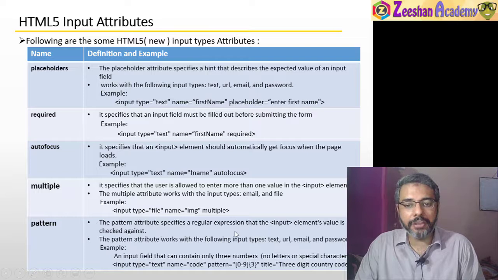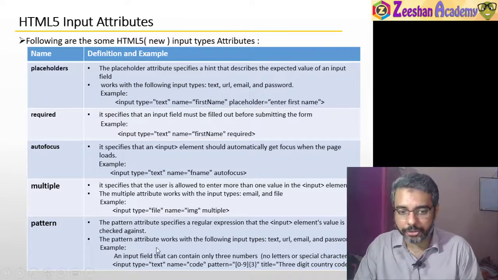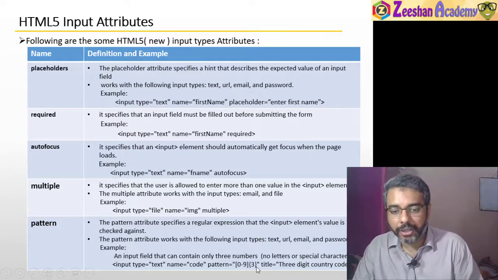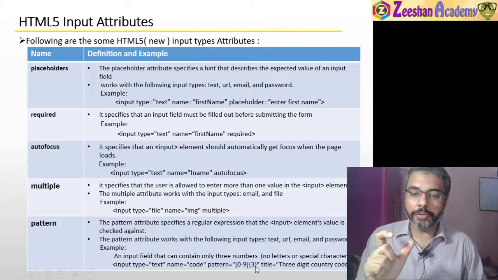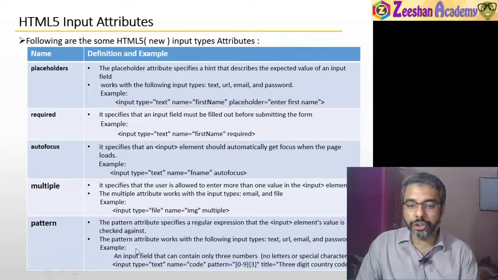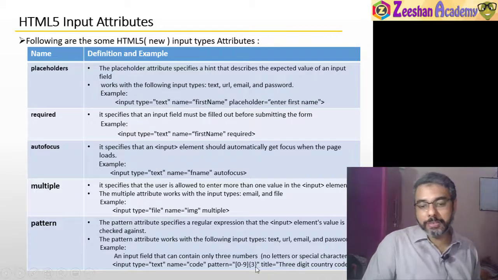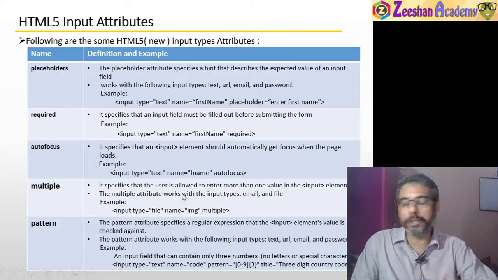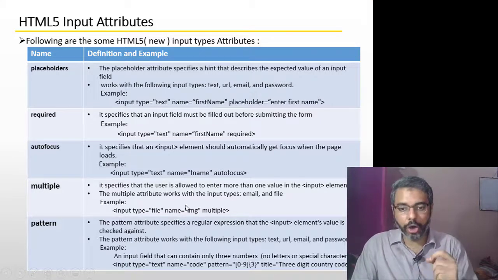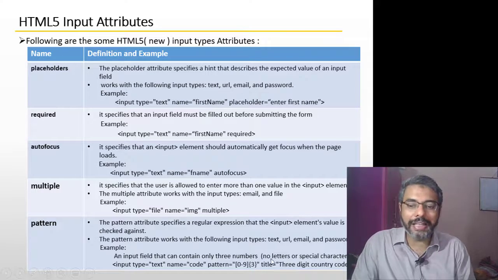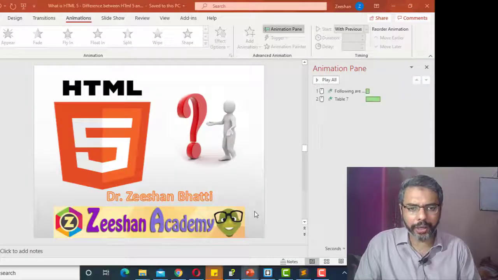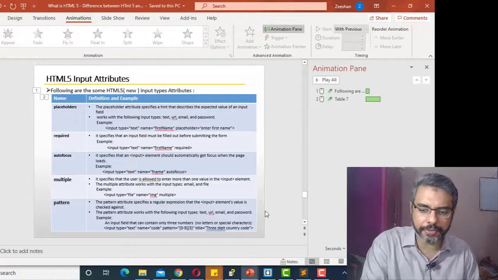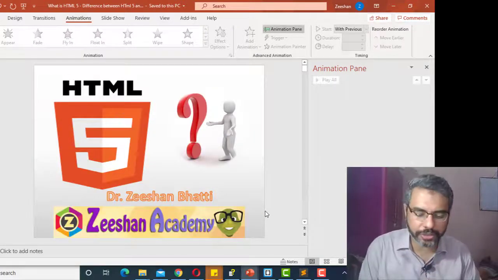Pattern specifies a regular expression that the input element value is checked against. The pattern attribute works with the following input types, for example, text, URL, email, password, and you can specify a particular pattern. For example, on a phone number, we specify a 3-digit code, which basically means that you need to specify a 3-digit code for your phone number, and it will follow that particular pattern, or an email address pattern, or for example a password pattern. You can validate these particular fields. Okay, so this was basically HTML5 differences, and obviously there are many more new features that are available.